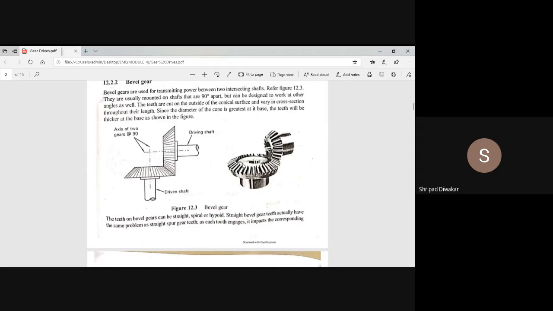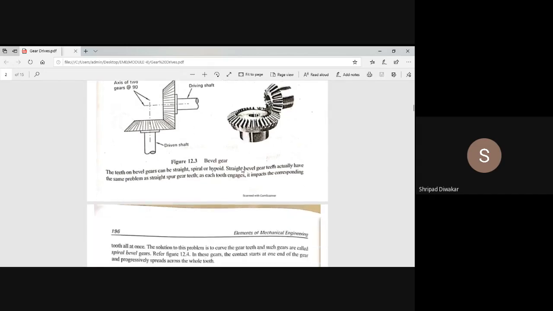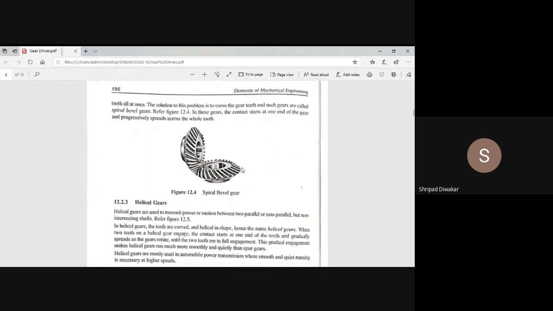Okay, spur gears are mainly used to transmit the power between two parallel shafts. Bevel gears are mainly used to transmit the power between two intersecting shafts. And the third one is our helical gears.